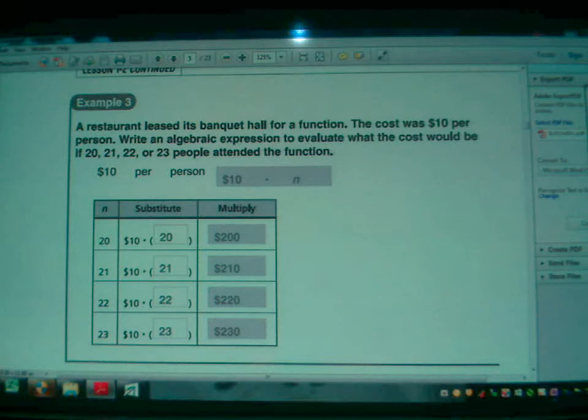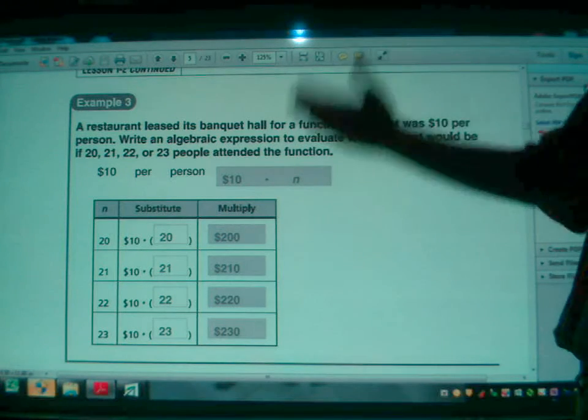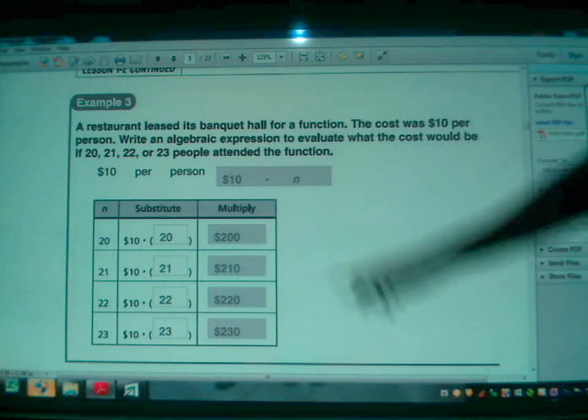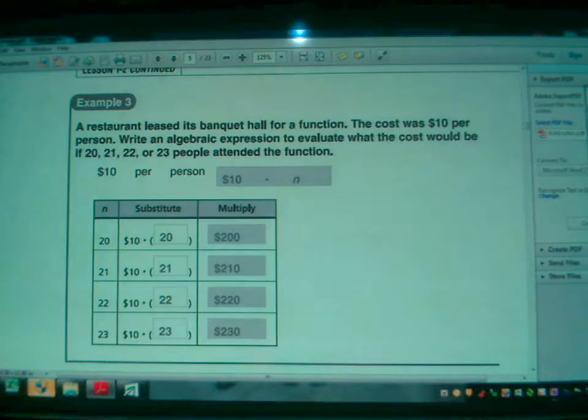As you can see, as I'm solving here, I'm multiplying by the number of people that went. So when they say times n here, that's going to take care of that for any larger number. Now, they gave us, though, what those larger numbers are, 20, 21, 22, and 23. And I'm plugging each one of those into the expression to solve.